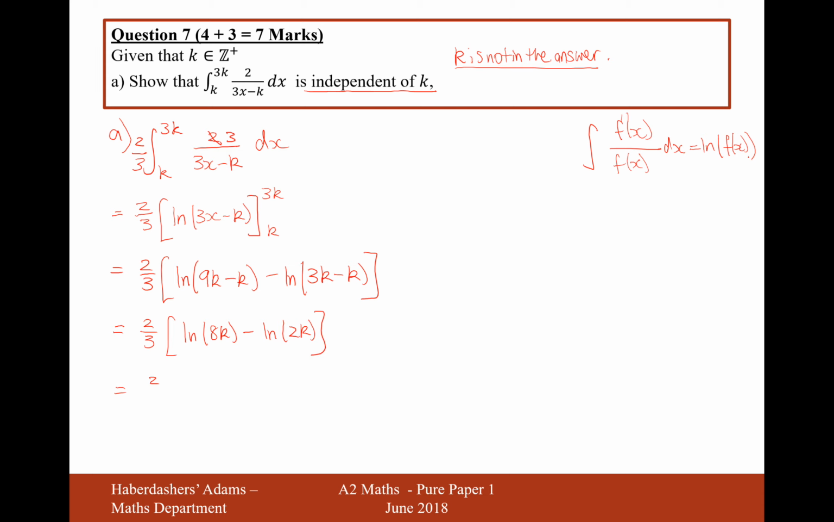And now when I subtract two Ln's, I divide the things inside them. So 8k divided by 2k, that's just 4. So the answer to this problem here is going to be 2/3 Ln 4. That's the answer to the problem. Does it have k in it? No, it doesn't have k in it. So therefore this is independent of k. Okay, so there we are. That's 4 marks for part A.